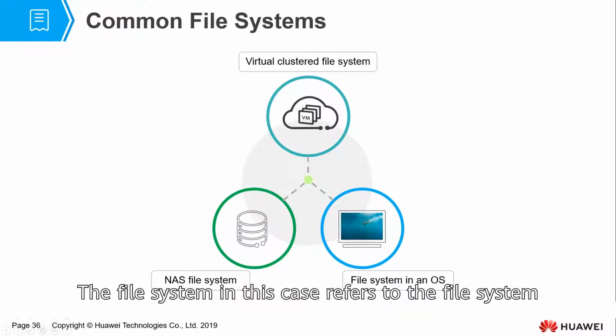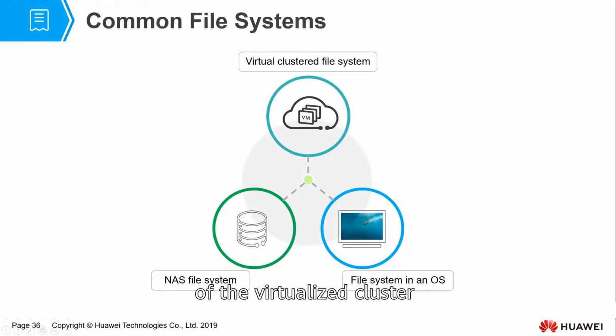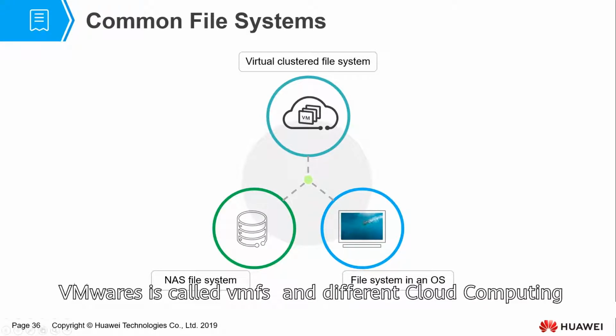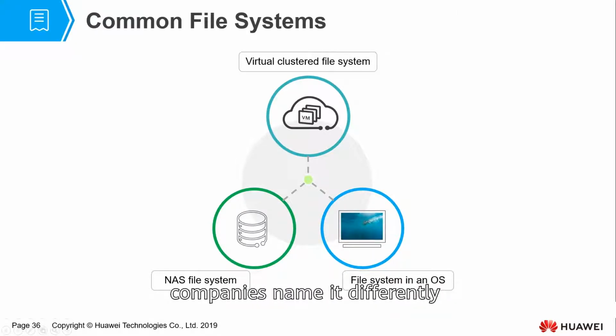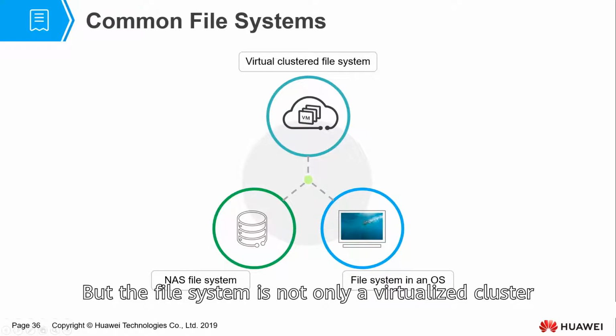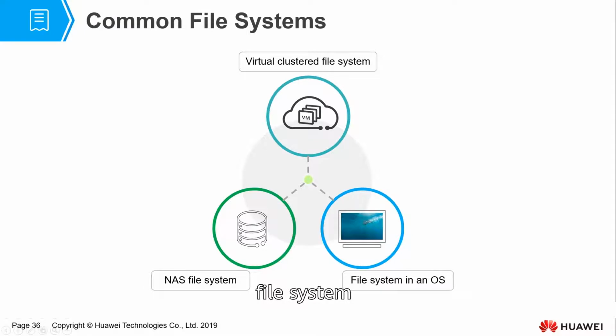The file system in this case refers to the file system of the virtualized cluster. For example, Huawei's virtualization product has a file system called VRMS. VMware's is called VMFS. Different cloud computing companies name it differently.